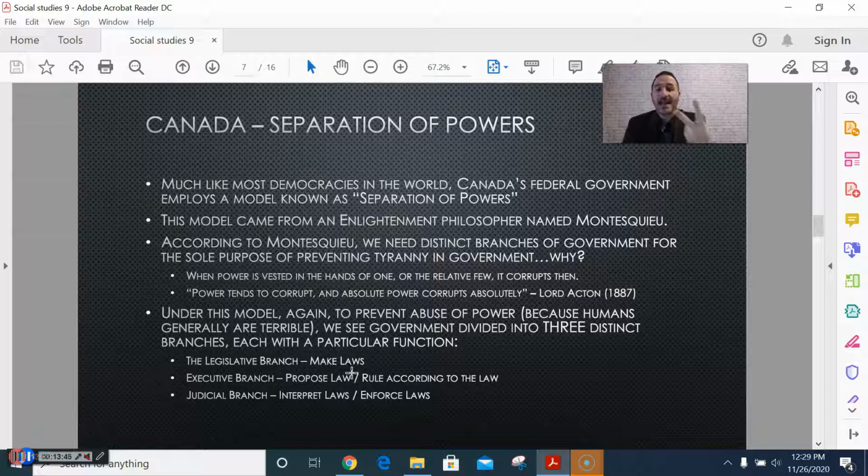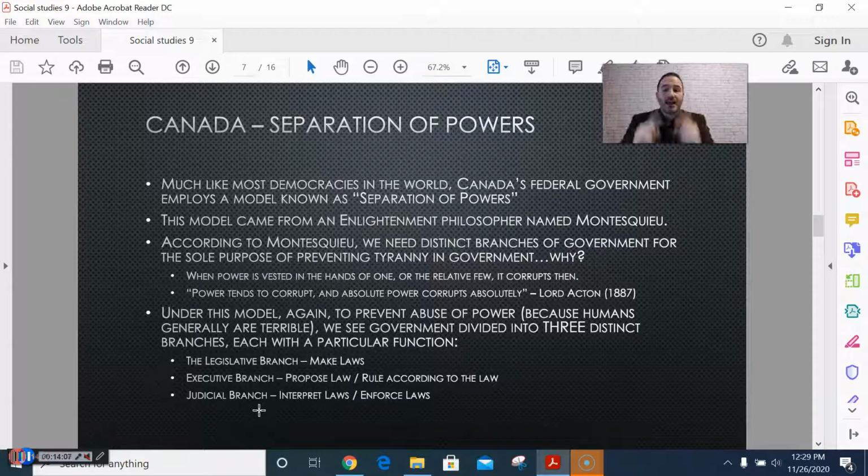Now, the second branch that we need to know is known as the executive branch. And their job is to propose laws and also rule according to the law. Okay, and we'll talk about who's in what branch as we move forward here. And then the last branch is the judicial branch of government.